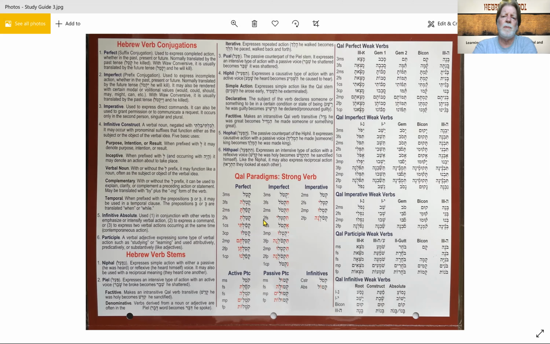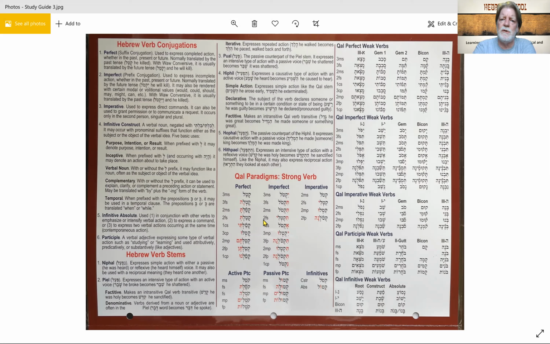So he was probably in his mid-20s. So he probably had 20 years of experience with being taught Hebrew and reading Hebrew and speaking Hebrew and worshiping and praying in Hebrew and so forth. So he was very familiar with the Hebrew language.